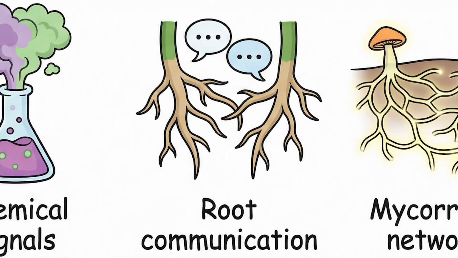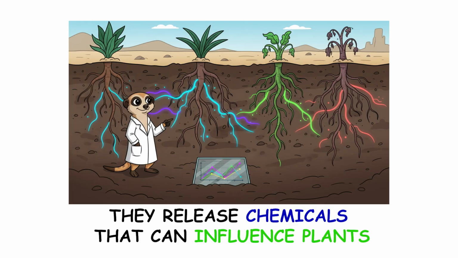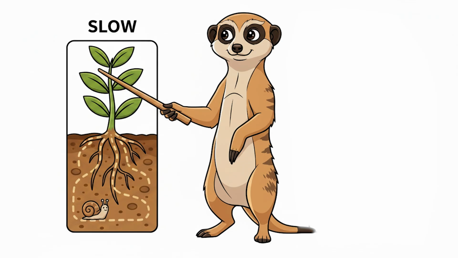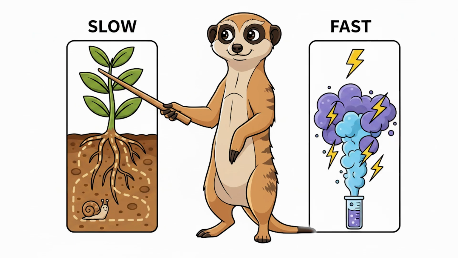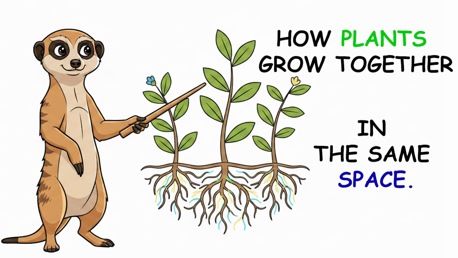Root communication. Beneath the soil, plant roots are constantly interacting with their surroundings. They release chemicals into the ground that can influence nearby plants. These signals can slow down competitors or support related plants growing close by. This underground exchange is quieter and slower than airborne signals, but it plays a steady role in shaping how plants grow together in the same space.